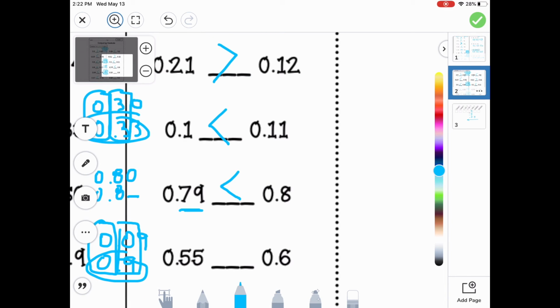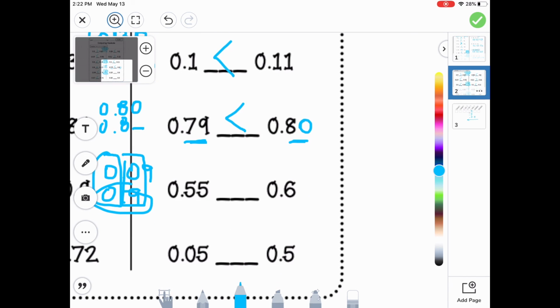Even though I know this looks like more, remember this is technically like saying you have 80 cents because there's a 0 placeholder there. 55 hundredths is less than 6/10. Again, it's like there's a 0 placeholder there, so it's like comparing 55 cents to 60 cents. And the very bottom question, 5 hundredths is less than 5/10.